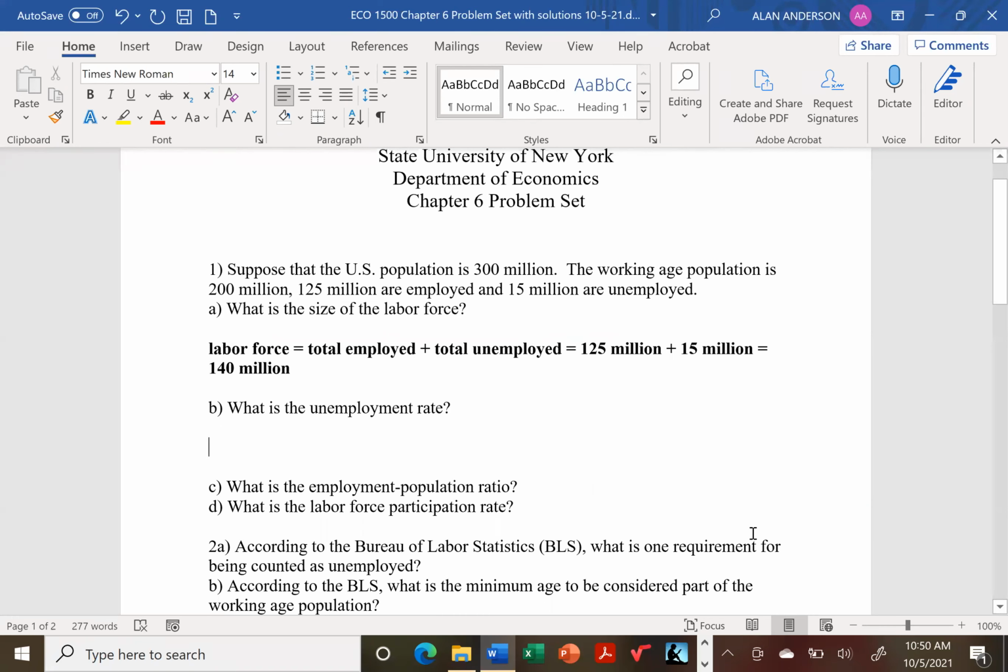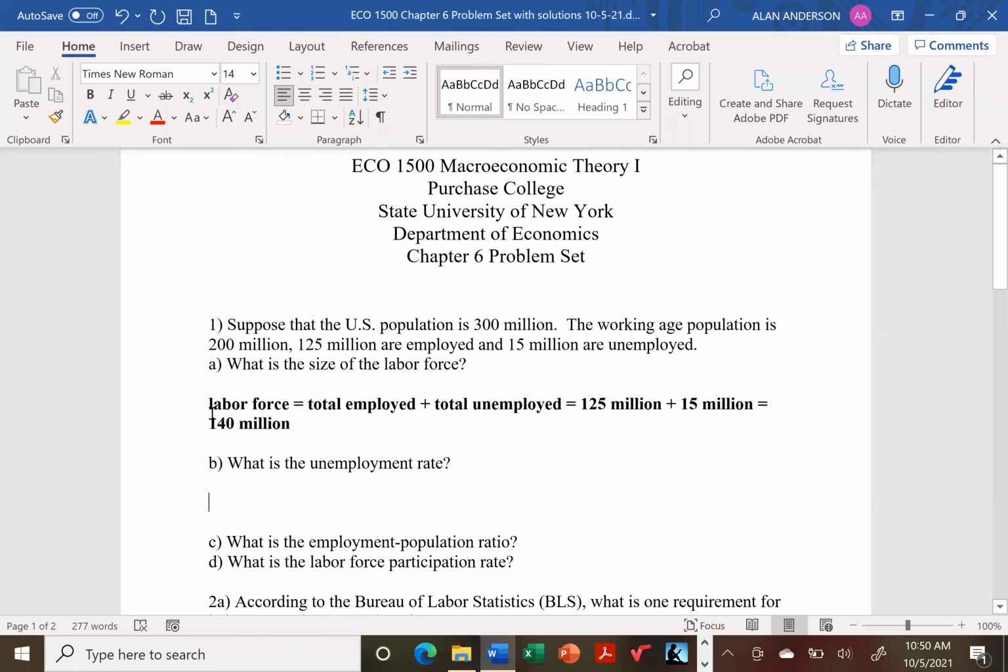Of the rest, now you notice the working age population is 200 million. The labor force is only 140 million. That means there's 60 million people who theoretically could work but are not available for different reasons. For example, being in college or being retired or having something else to do that prevents you from working. And now B, what is the unemployment rate?